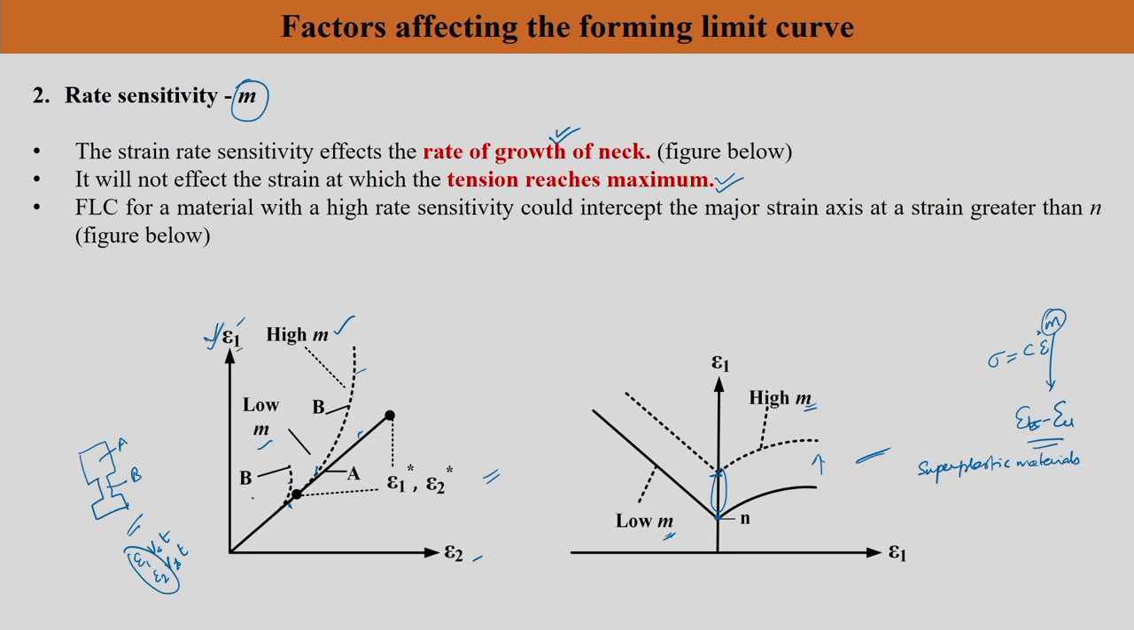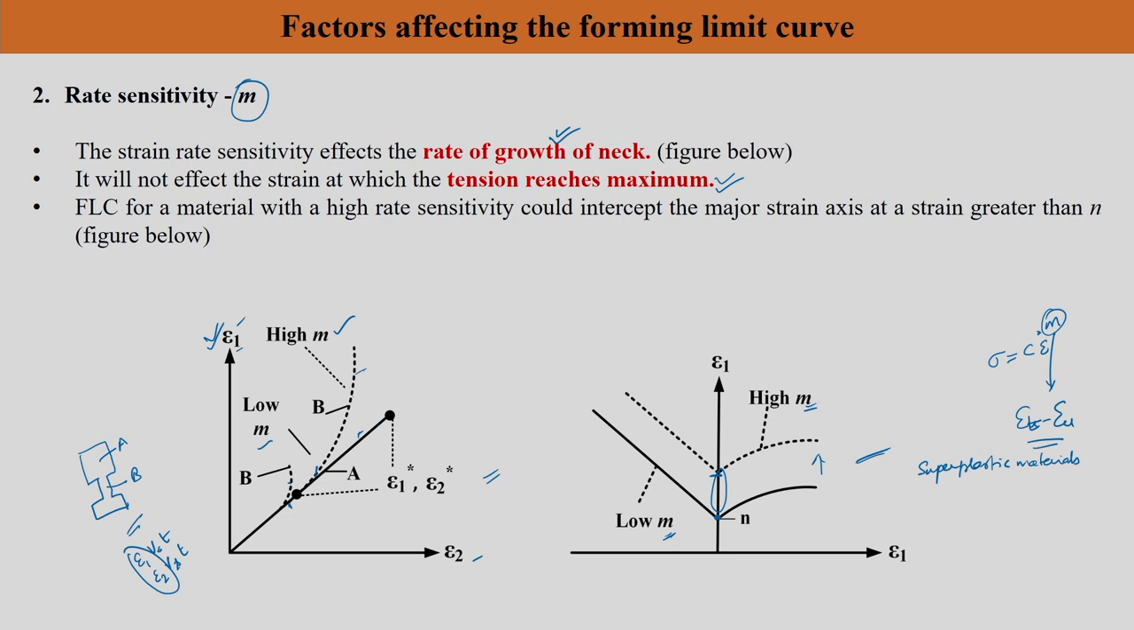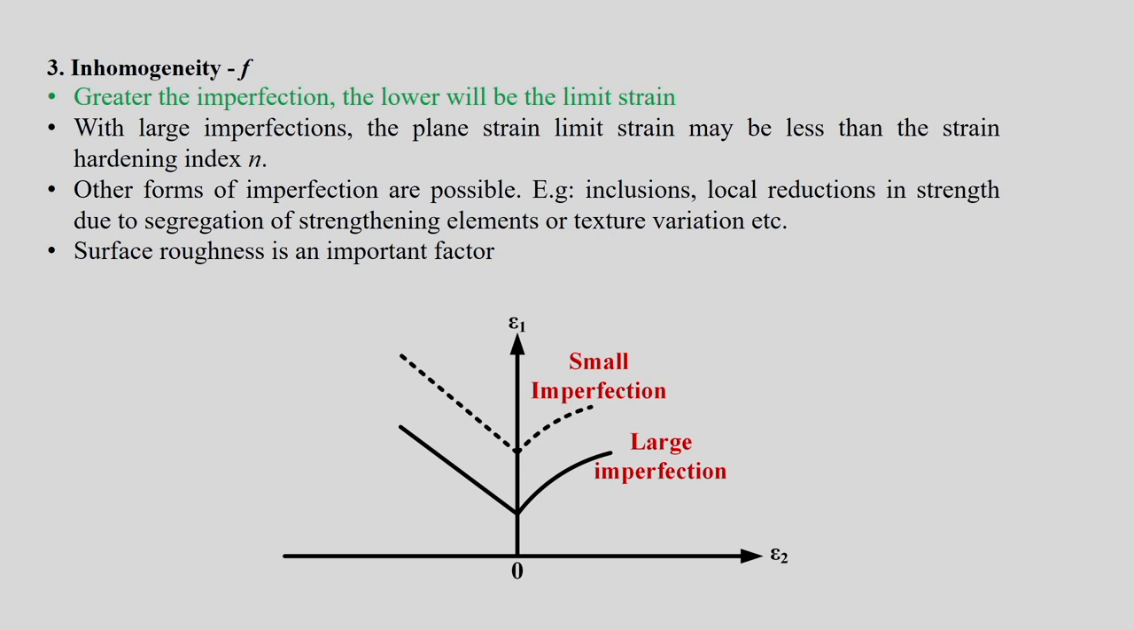And we also studied this effect of M with respect to imperfection. Okay, we derived the relationship between the change in strain rate with respect to M. So previously we derived it. Okay. So the larger the M value, the better, because it's going to control the post-necking behavior. Okay, it will delay the growth of the neck.